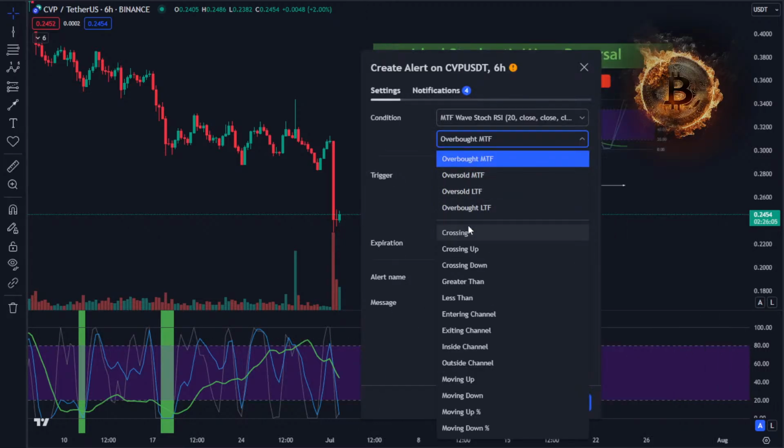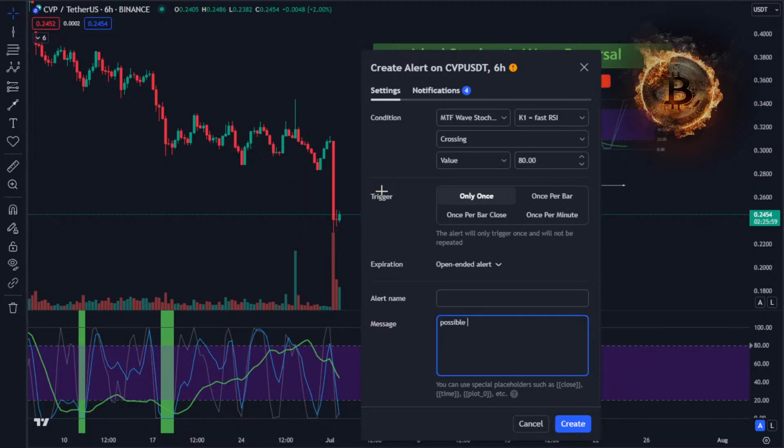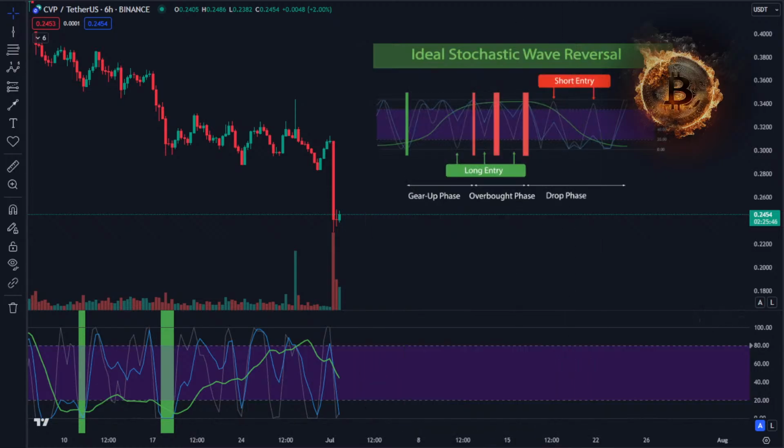So I'll just set this at 80, and then write possible CVP short entry, tap up 8 hour, 6 hour, I'm sorry. And actually I'm going to do the same for the last one, which was DOC.